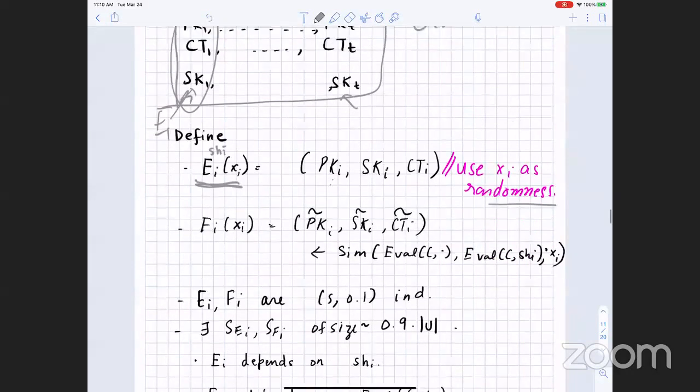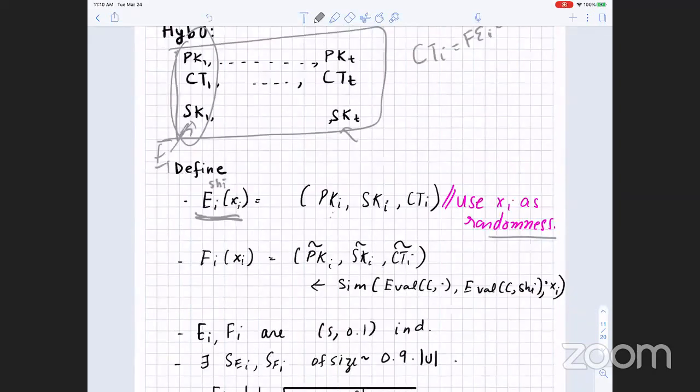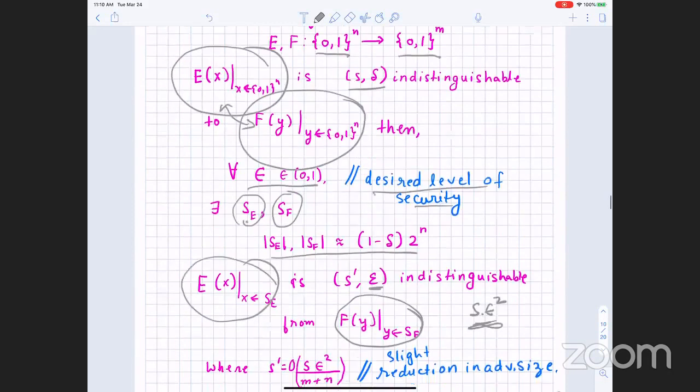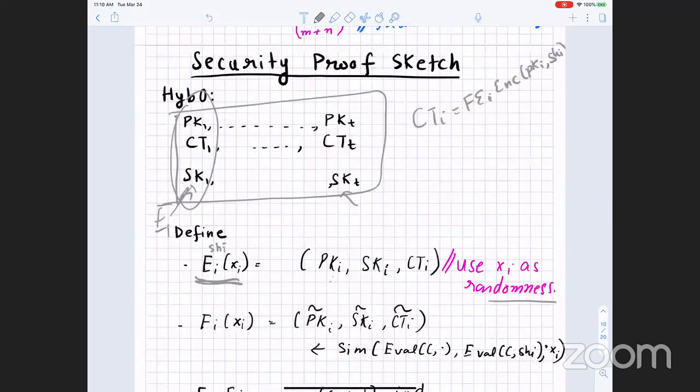Sorry, Aayush, can you remind us what is Xi here? Xi is an input to this function. I'm defining a function now. So we had these functions E and F, but how does it relate to the original construction? Ei takes Xi as input, and it's the randomness for generating the ciphertext for that input. So Ei uses Xi as the randomness to generate the ith tuple, which consists of public key, secret key, and the ciphertext. Just making sure it has nothing to do with the message of FE? No, the message is always M for the talk. Okay.